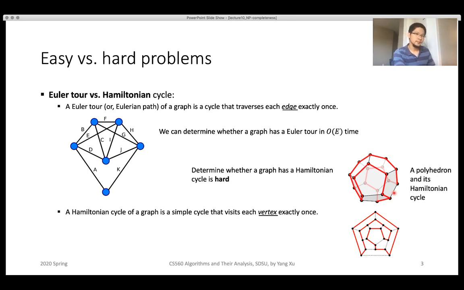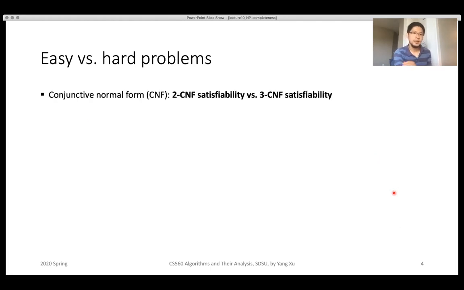So this is the second example we introduced here. And let's look at a third example. It's called a conjunctive normal form, or CNF for short. So we have a 2CNF satisfiability problem versus a 3CNF satisfiability problem. The 2CNF is a pretty easy problem, but 3CNF is not an easy one.